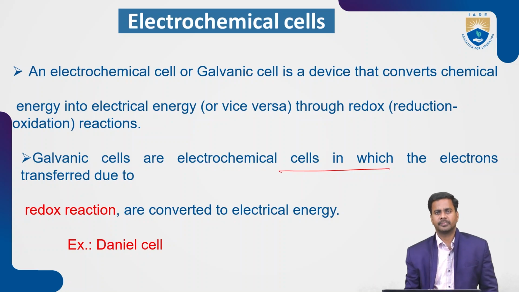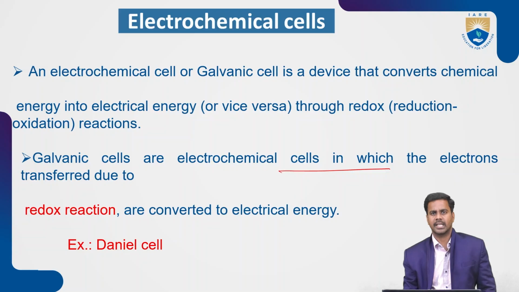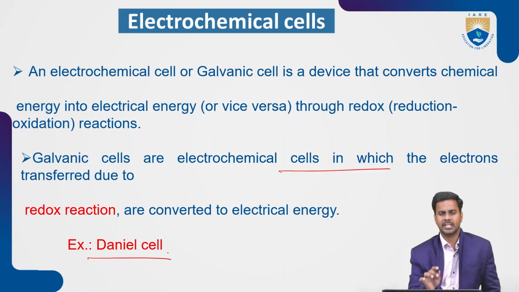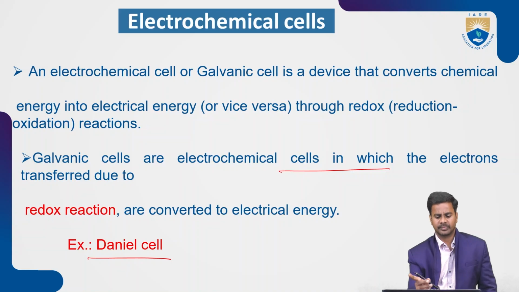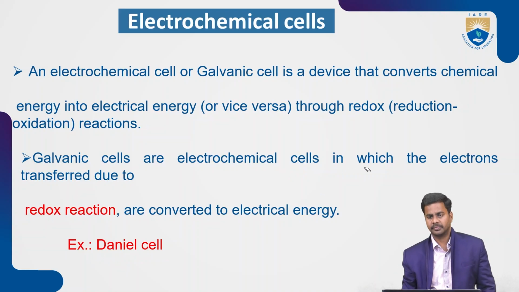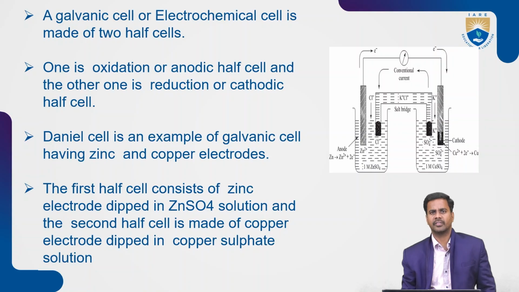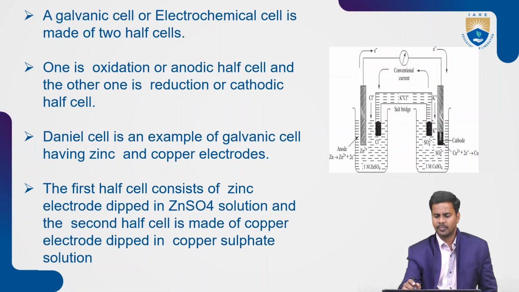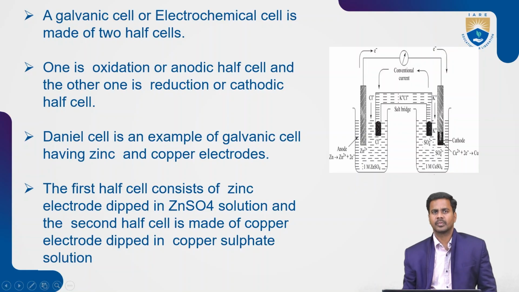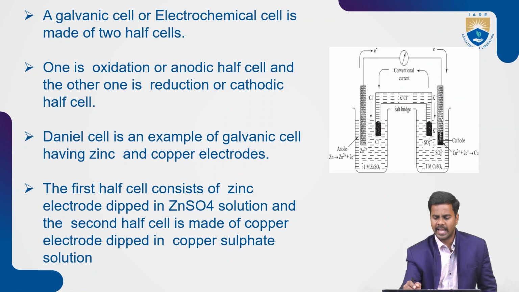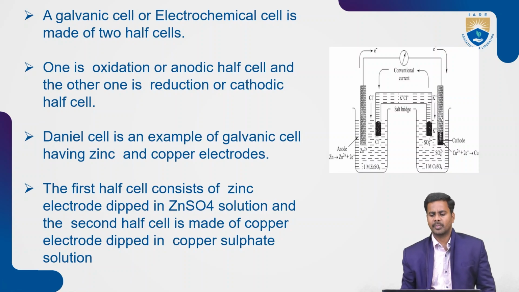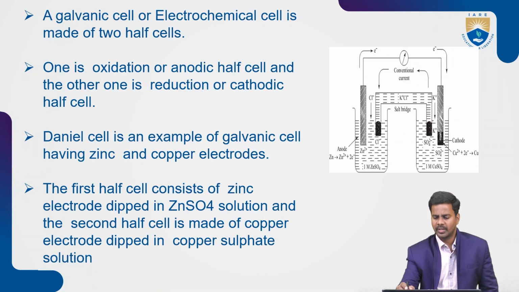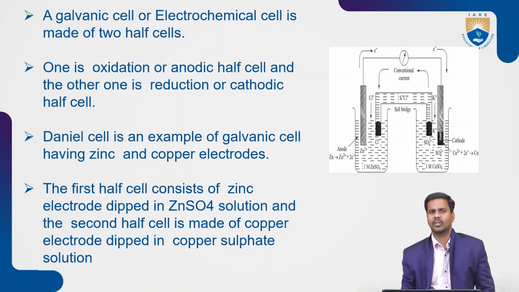Next, coming to the example. What is the example for an electrochemical cell? A well-known example is the Daniell cell. Let us see the construction of the Daniell cell. The galvanic cell or electrochemical cell is made up of two half cells. Here we can see the two half cells. One half cell acts as an anodic compartment and the other half cell acts as a cathodic compartment.